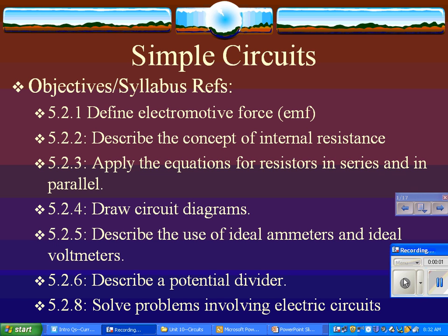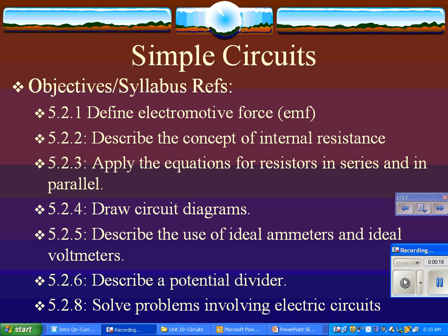Here's what we need to cover today. You should be able to define electromotive force, sometimes called EMF. You should be able to describe the concept of internal resistance. You should be able to apply the equations for resistors in series and in parallel. You should be able to draw circuit diagrams.